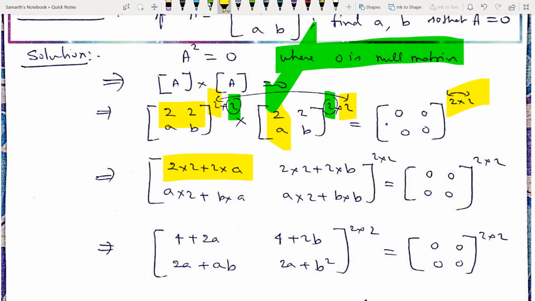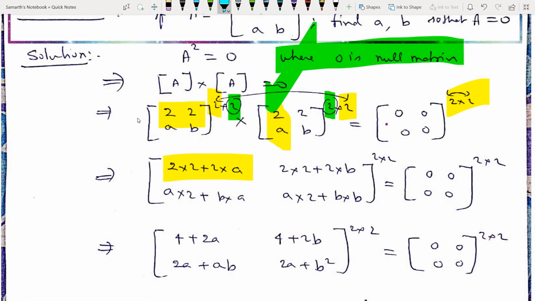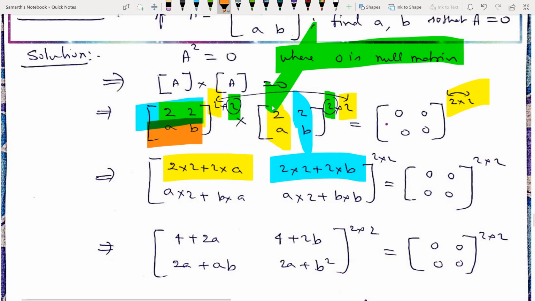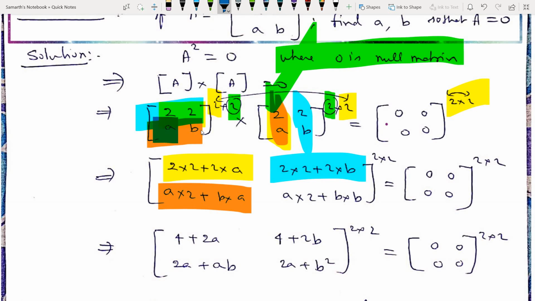So when I multiply, I will get the first element. In the similar manner, first row, second column, I have multiplied, I have got the second element. Then second row, first column, I will get the third element, and then second row, second column, I will get the fourth element. And the right hand side is already 0.